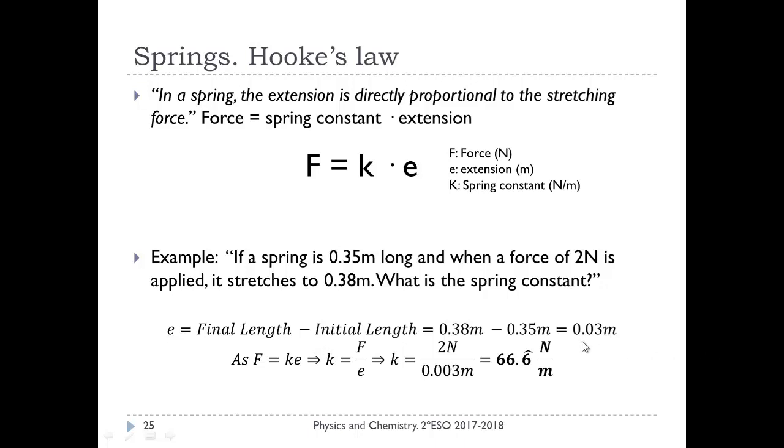So it would be 3 centimeters, which is 0.03 meters. We always have to work in SI units. As force equals the constant times the extension, the constant will be the force divided by the extension. So the constant will be 2 newtons divided by 0.03 meters, and that would leave us with 66.6 newtons per meter.